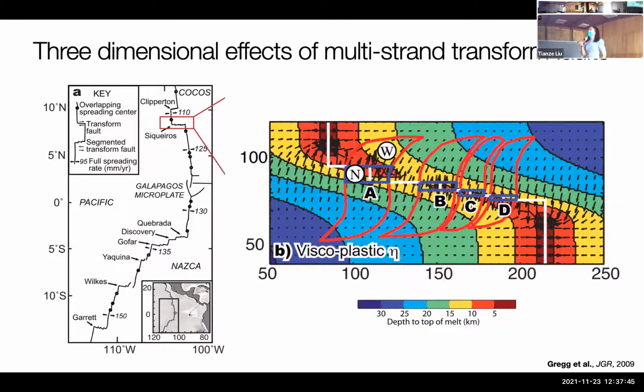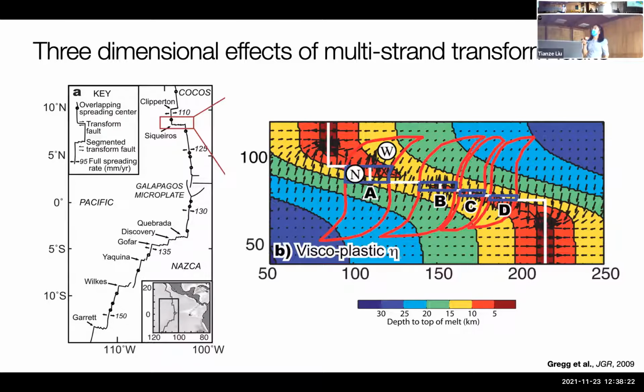And as you can see, around the corner of the transform fault and spreading centers, we see this migration of the melt from the intra-transform fault to the nearby major spreading centers, which might indicate that the three-dimensional structure of the multi-strand transform fault can cause pretty complicated migration patterns.